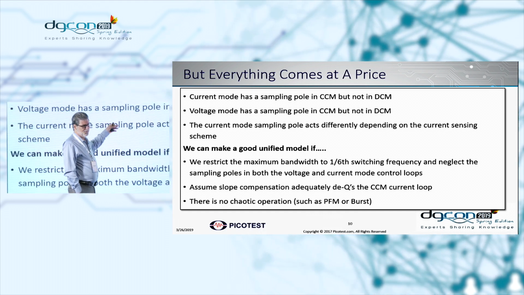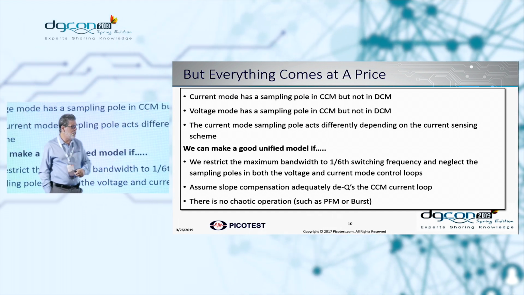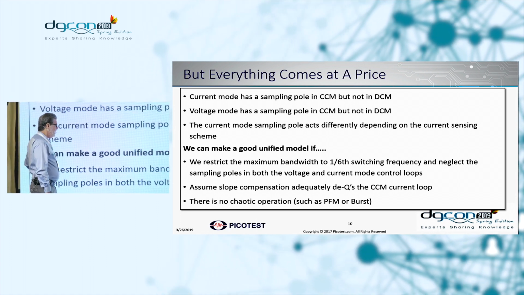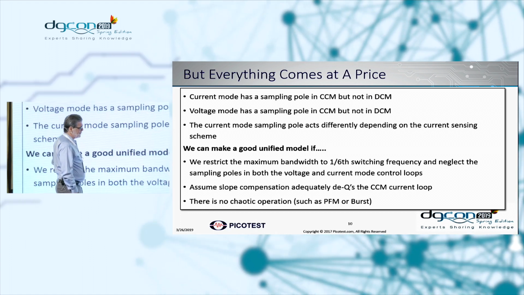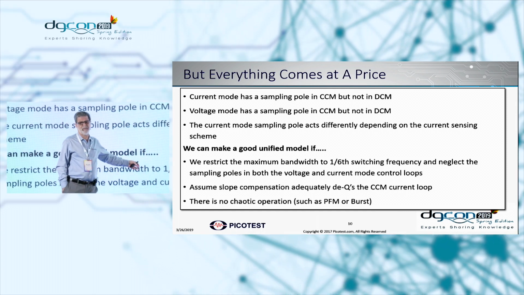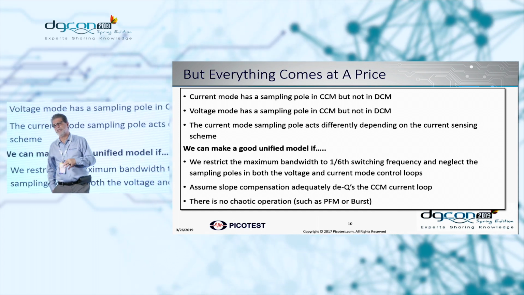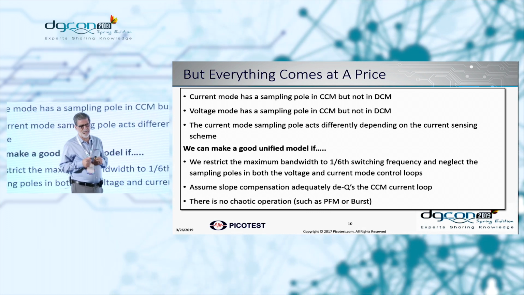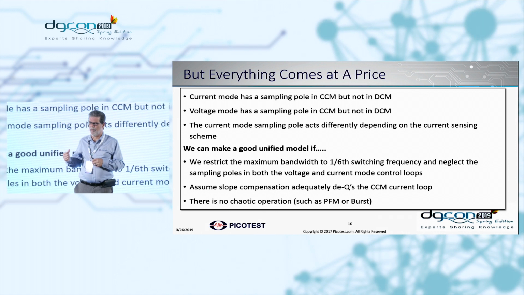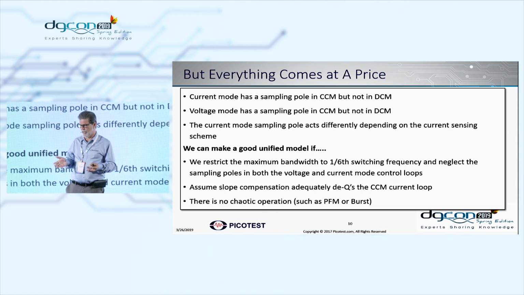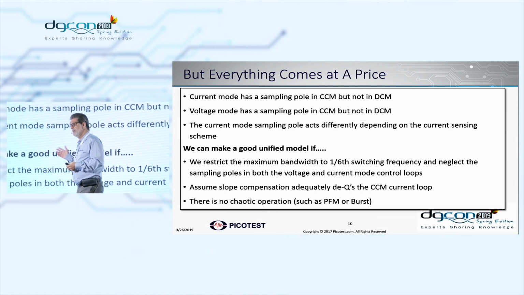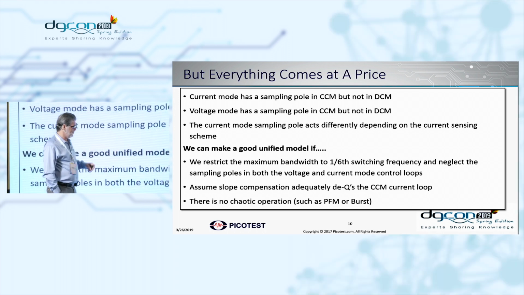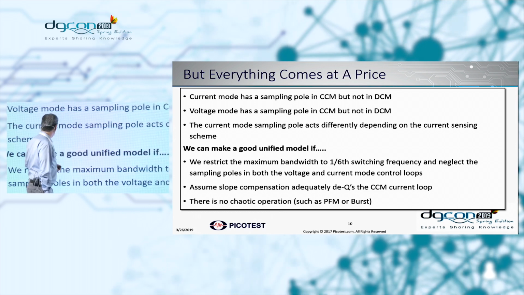We ignored all of those because they're at a high enough frequency that we don't really think that we need them, and I'll show you why. In order to do all of that, we restrict the bandwidth of our model to 1/6 the switching frequency. As we go above 1/6 of the switching frequency, those sampling effects start to become obvious, and the sampling poles in the current loop also start to become obvious. Below 1/6 of the switching frequency, they're not. And so we can build a very accurate model, but only up to 1/6 the switching frequency.